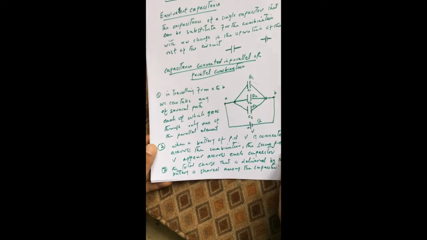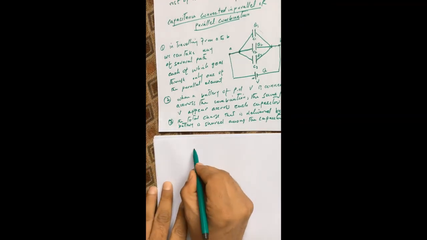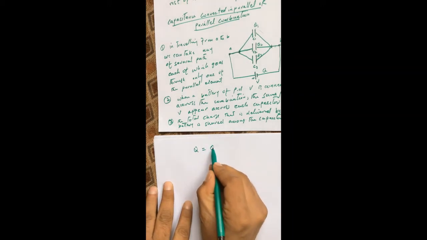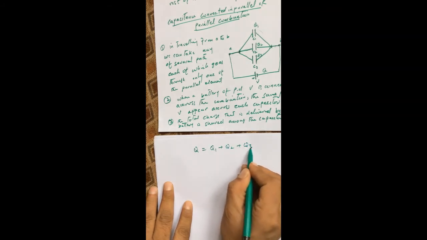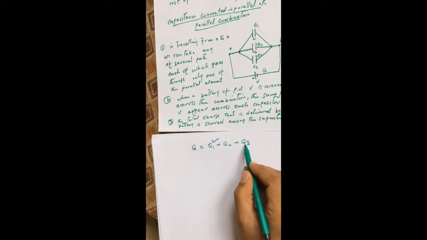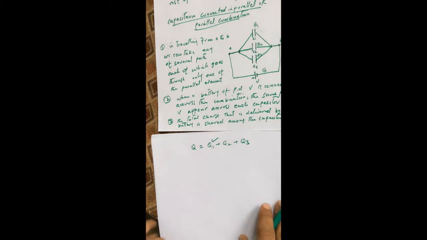So I can say that the total charge delivered by the battery is shared among the three capacitors: Q equals Q1 plus Q2 plus Q3. This is the charge induced on capacitor C1, this is the charge induced on capacitor C2, and this is the charge induced on capacitor C3. So their sum is equal to the total charge delivered by this battery.